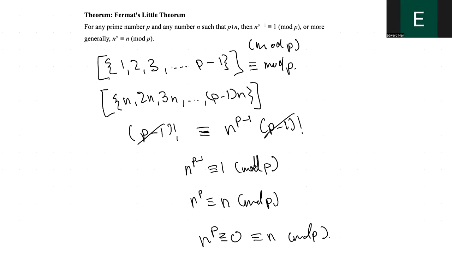And so for this theorem, the major restriction is that it has to be a prime number p. And that's what Euler's theorem is going to cover. But we'll do that later.